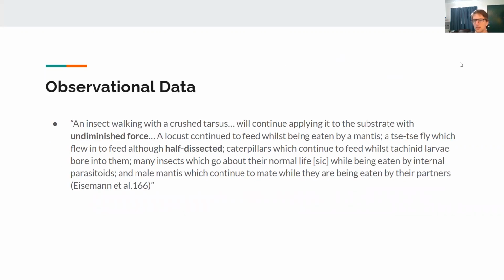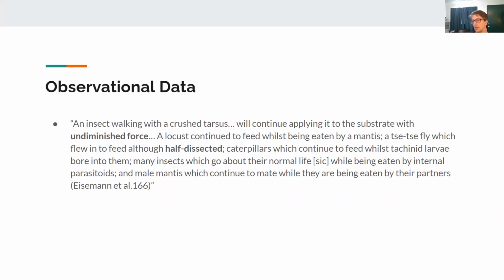So there's some very difficult things to get over when talking about insect pain. Some very interesting observational data from Eisman is that insects don't really modulate their behavior when they're injured. When they have a leg crushed, they continue walking with undiminished force. They continue doing routine behavior as they're getting eaten alive. They do all kinds of things that just seem like it wouldn't be the case if they were actually capable of feeling pain, because that would be the only thing that they could be caring about.